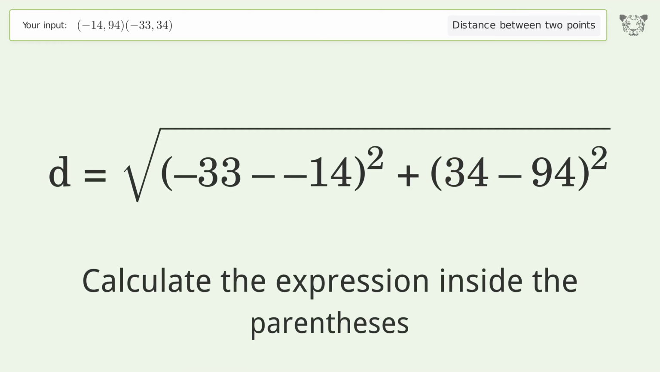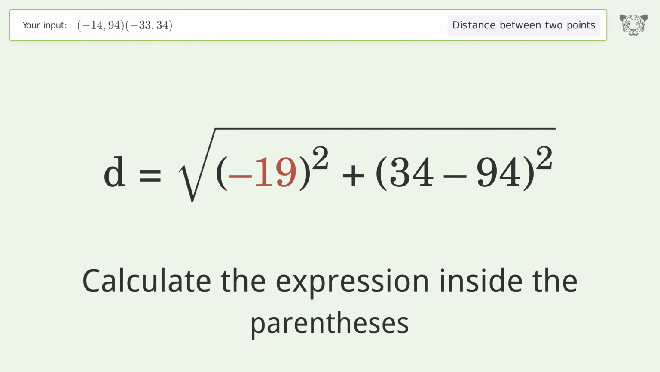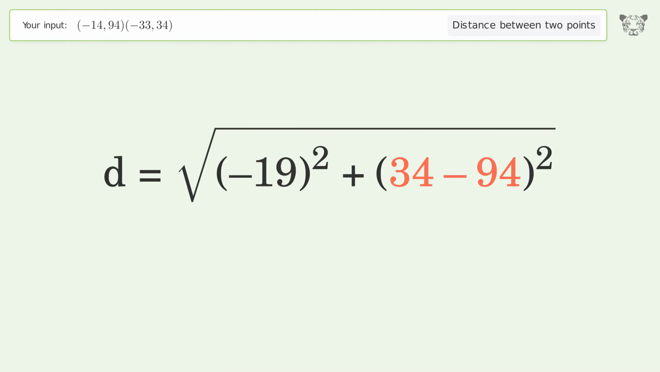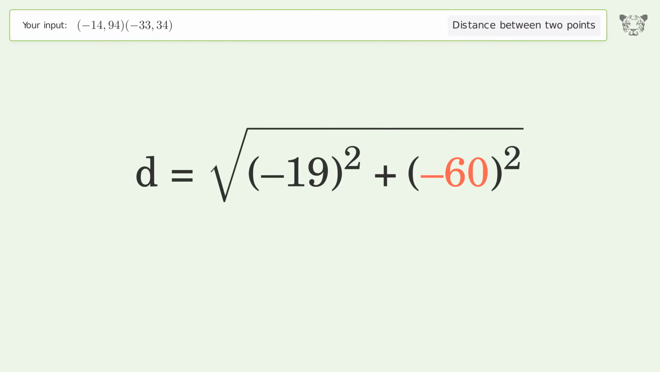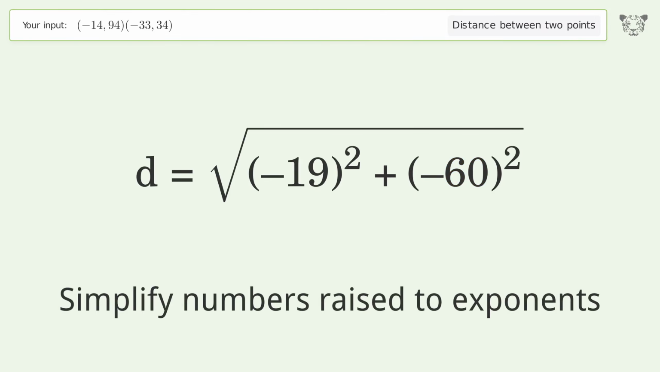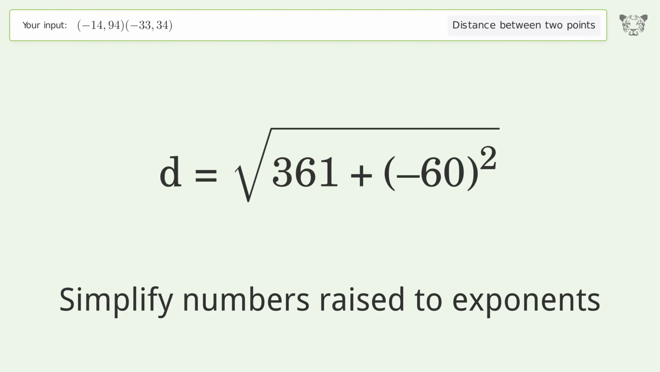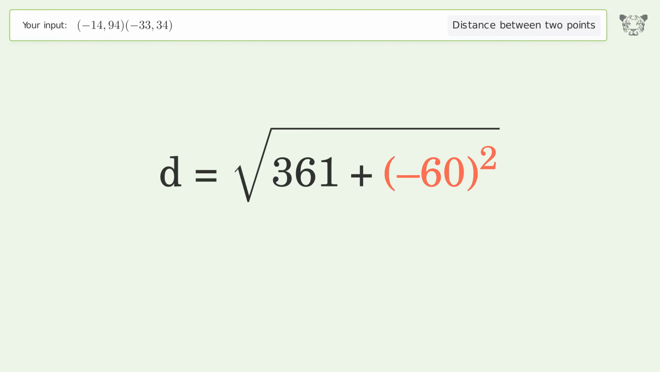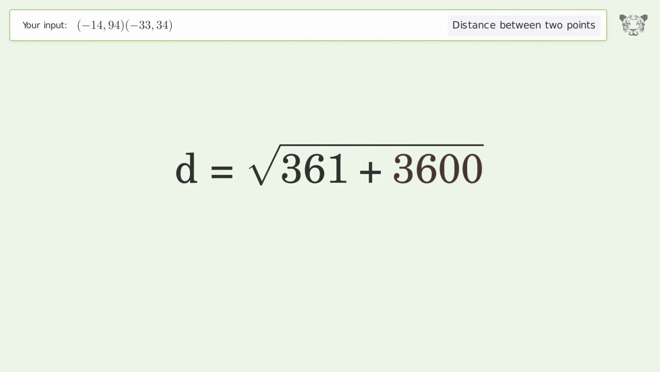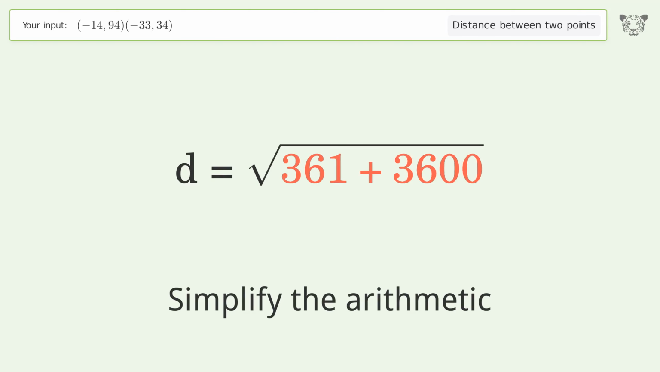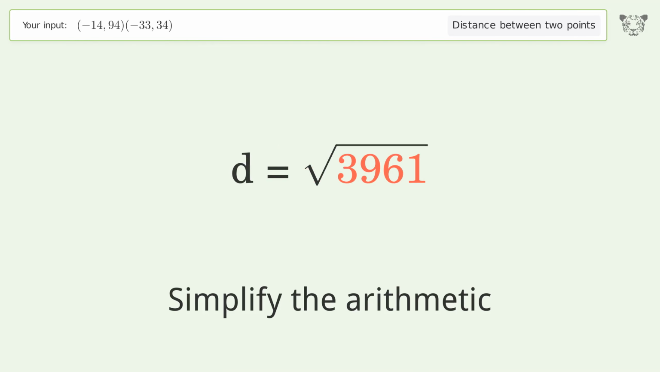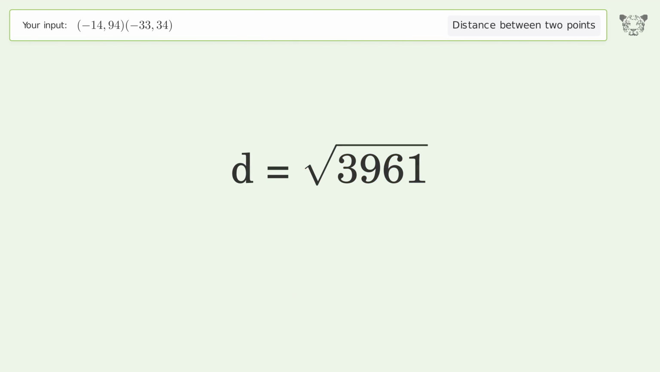Calculate the expression inside the parentheses. Simplify numbers raised to exponents. Simplify the arithmetic. And so the distance between the 2 points is the square root of 3,961 or 62.936.